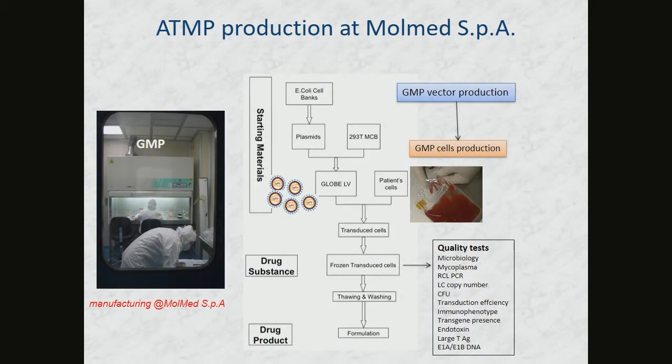In our experience, the GMP facility is the company called Molmed. This is the example for the beta thalassemia clinical trial. And you see the number of quality tests that need to be performed in order to release the product, which includes, of course, sterility, presence of endotoxin, immunophenotype, clonogenic progenitors, transduction efficiency, so tests of potency, of safety, which are really important to characterize the product.